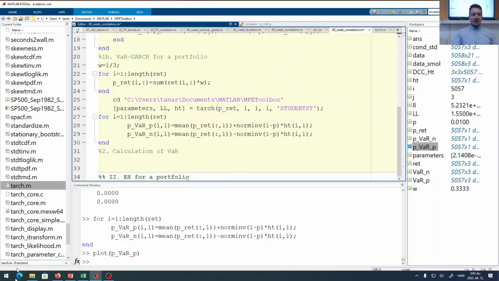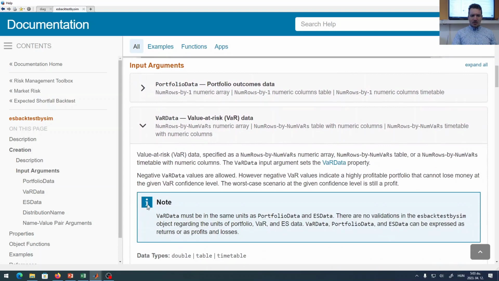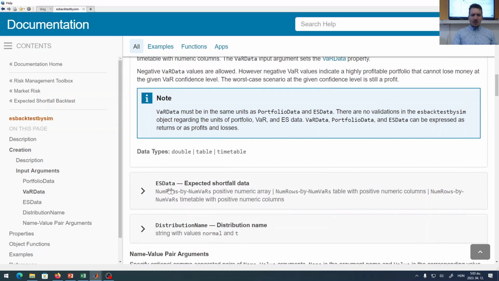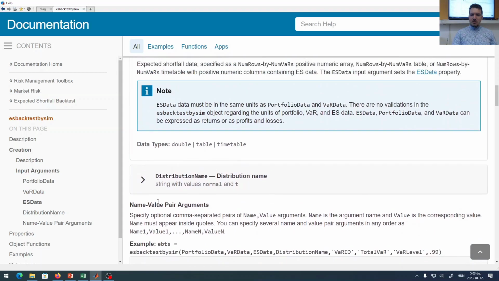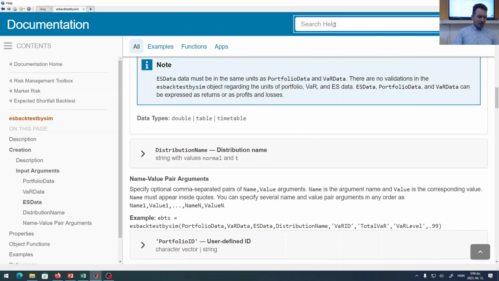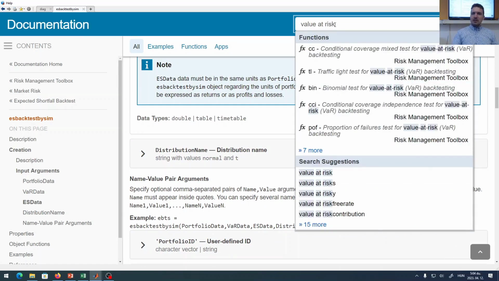And last thing, I nearly forgot. One more thing, and this is, I don't want to remove this point here because, do we have anything for value at risk as a function?